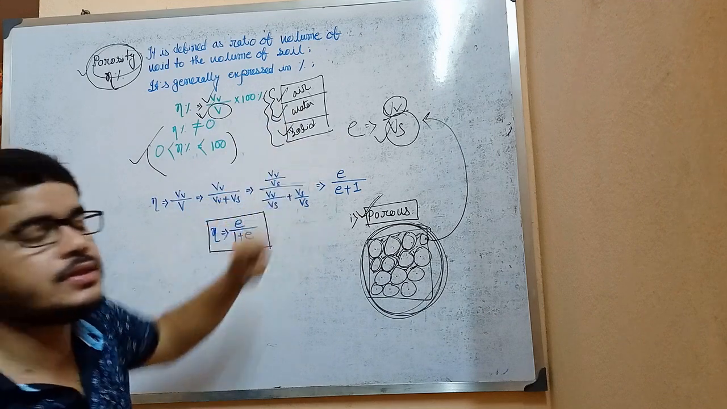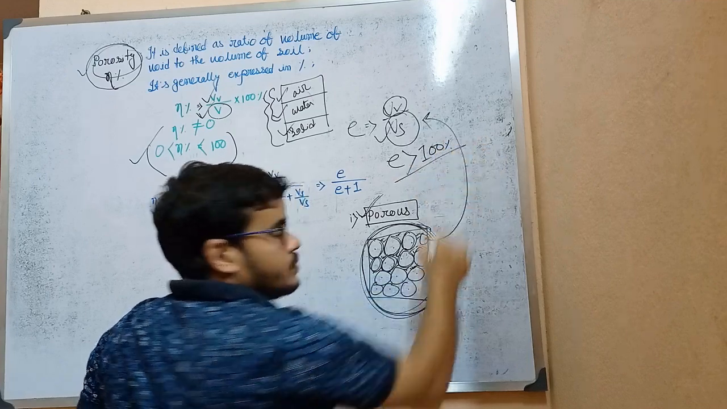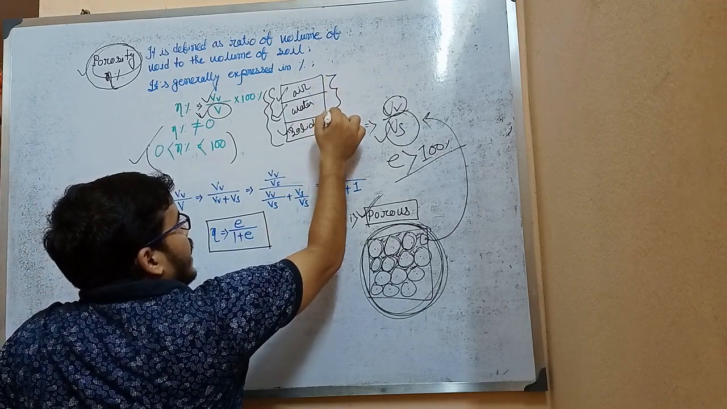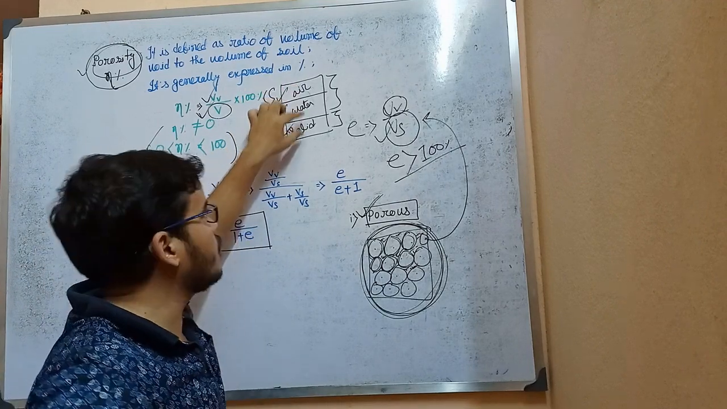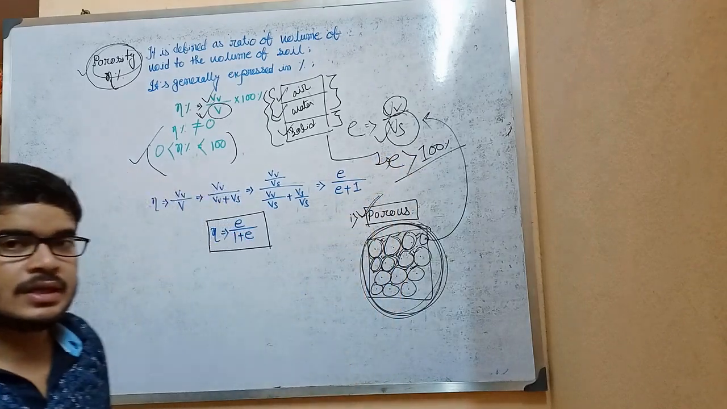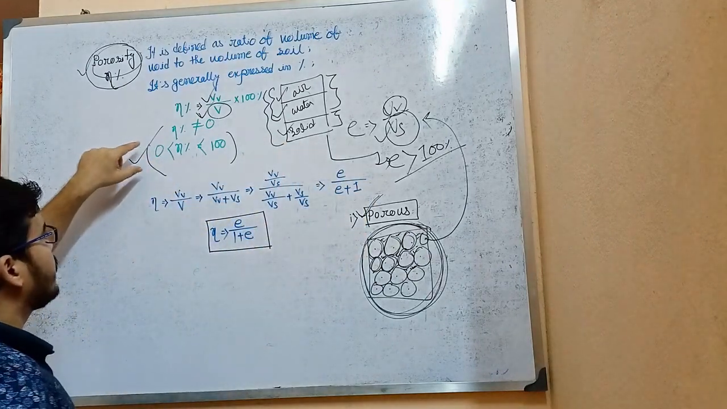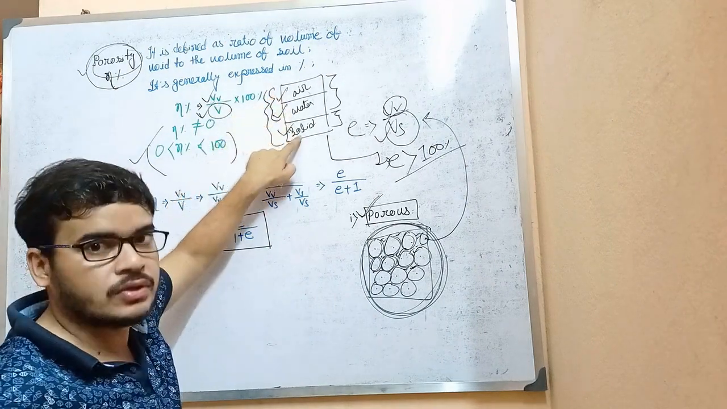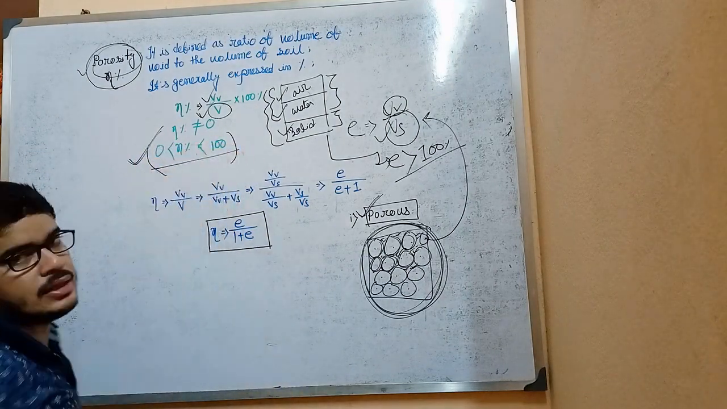But in case of void ratio, e may be greater than 1, that means it may be greater than 100%. Okay? Because it deals with the volume of void and volume of solid. Here the volume of void may be greater than the volume of solid. That's why e may be greater than 100%. Very important term in case of exam. But as porosity deals with the total volume, air plus water plus solid, porosity lies between 0 to 100%.